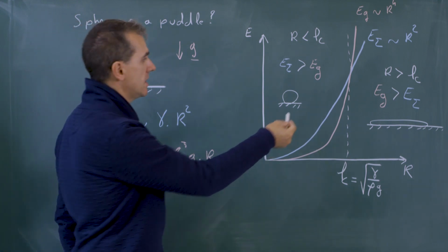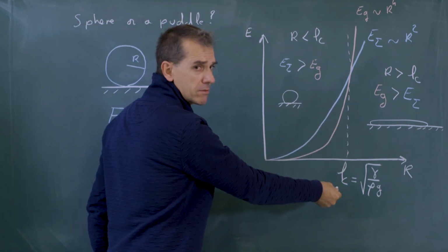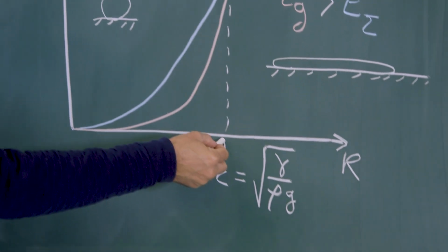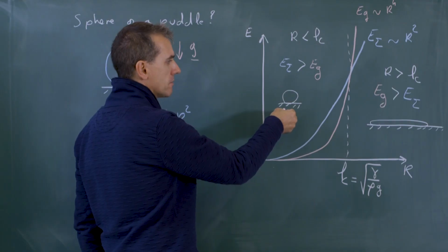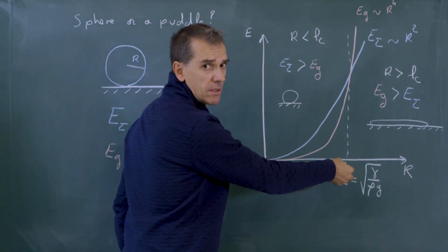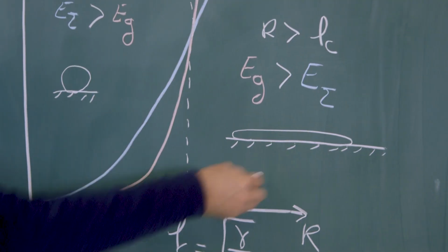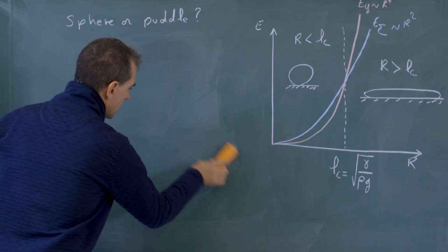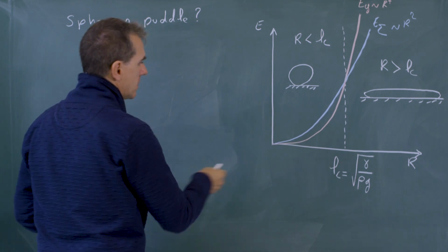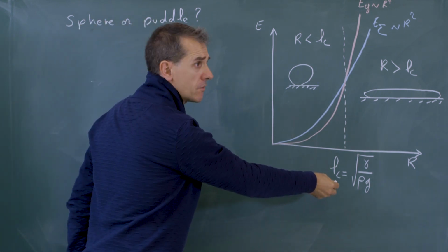And so now we have answered the question sphere or puddle. So the answer is it depends on the size of the drop with respect to the capillary length. For drops smaller than the capillary length, we will observe spheres, whereas for drops larger than the capillary length, we will observe puddles.